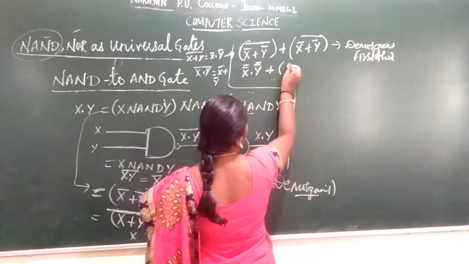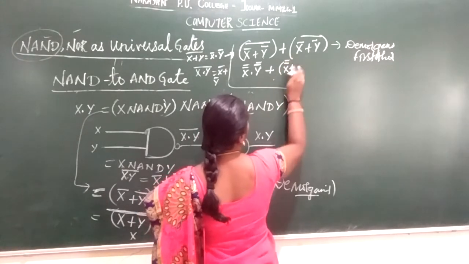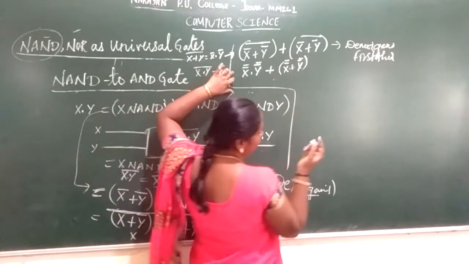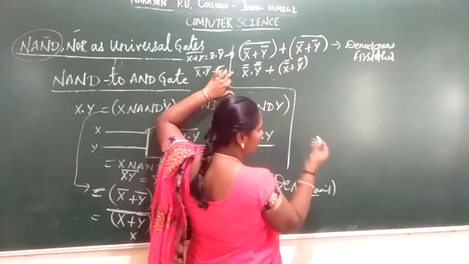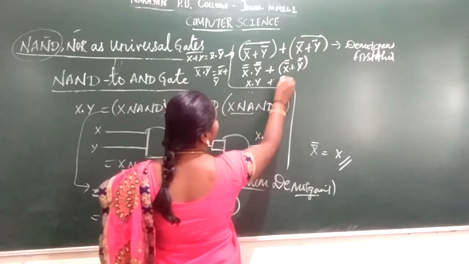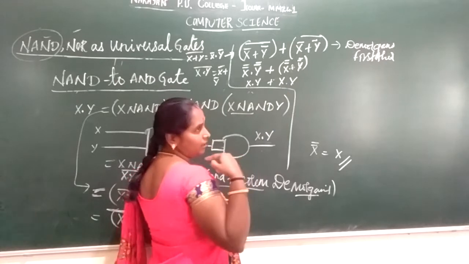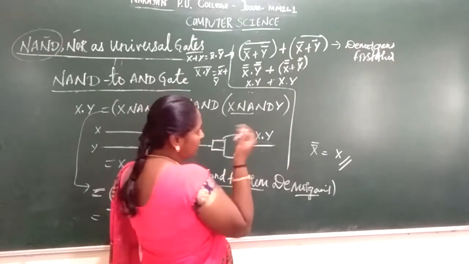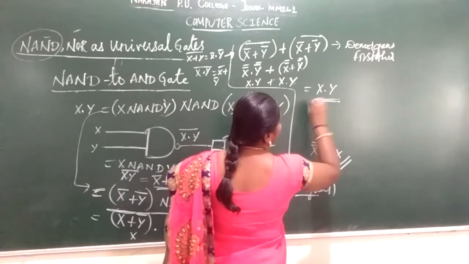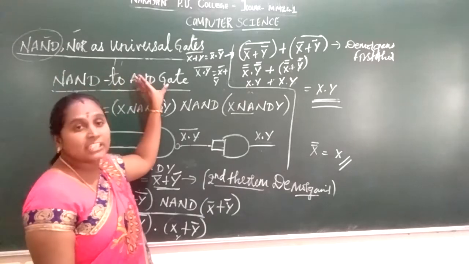Now you apply this for x bar: x double bar plus y double bar. Now according to the involution law, double inversion gives the same as the result. So you can consider x dot y plus x dot y. So according to the idempotence law, a variable combined with itself gives the same result. So that is nothing but x dot y. So I have proved the theorem, that is, using a NAND gate how an AND gate can be implemented.